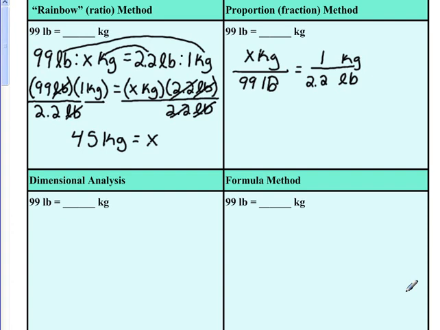We can now use cross multiplication to solve for our x. We're going to multiply our x kilograms by our 2.2 pounds. And we will set that equal to 99 pounds times 1 kilogram.